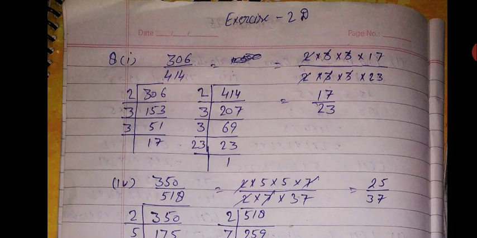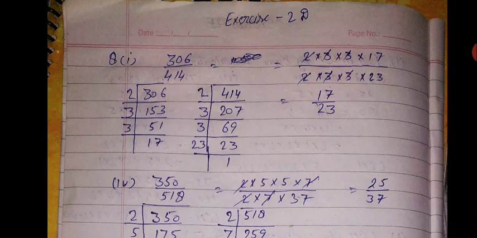306 divided by 2, we get 153, and 153 divided by 3, we get 51, and 51 we will divide by 3, then we get 17. In the same manner we will find the factors of 414. 414 divided by 2 gives 207, and 207 divided by 3 gives 69, and 69 divided by 3 gives 23, and 23 one time only.